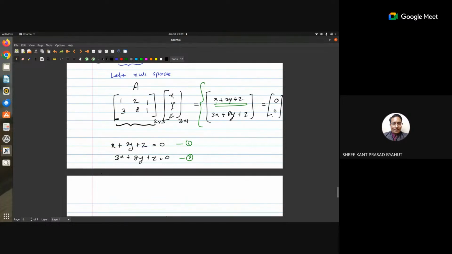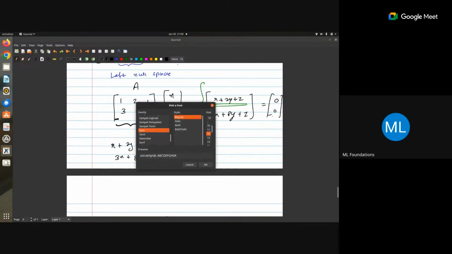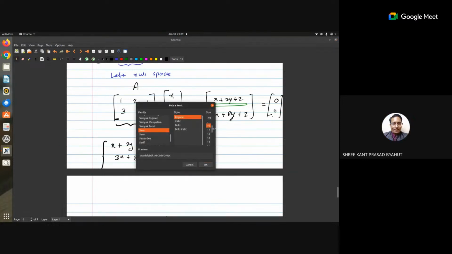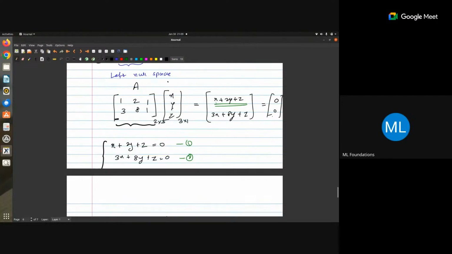Is it so? Because it is convenient to represent the coefficients of x, y, z as a column. We need to represent my system of linear equations in a matrix format, and if I wanted to do that, I should do it in this way only. There is no other way.